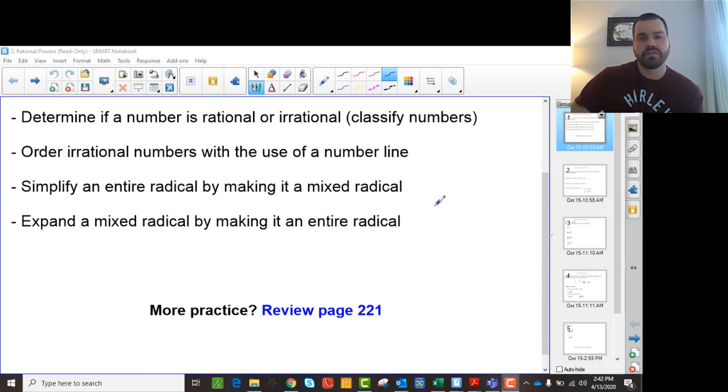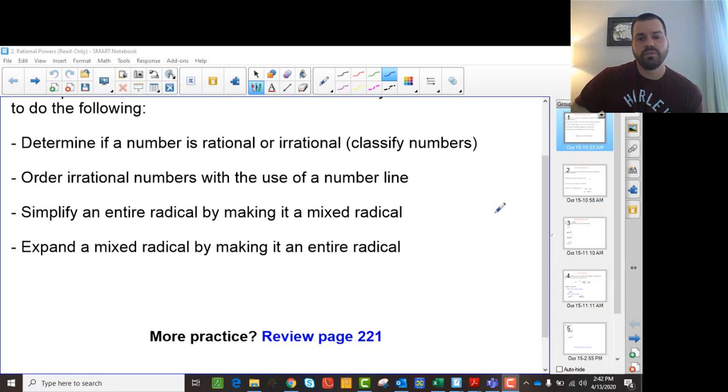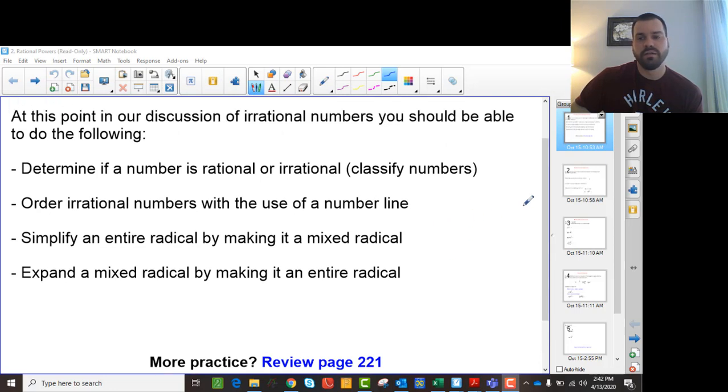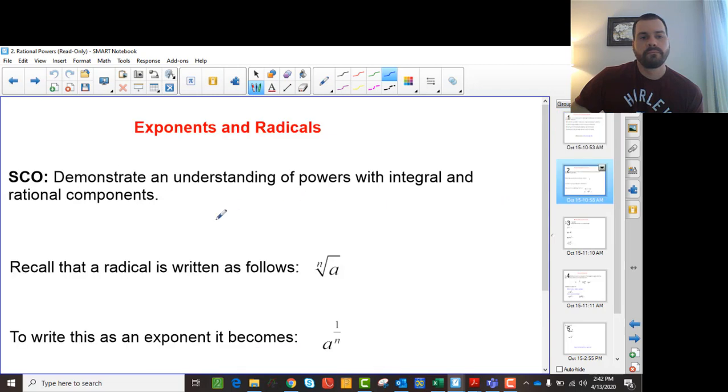If you want more practice, you can review in the textbook on page 221. You should have access to that online. So in terms of exponents and radicals, we want to be able to talk about powers with both integral and rational components. You should be fairly well versed in the integral part, but we want to talk about what happens when we're talking about radicals as powers. How do we convert them into powers?